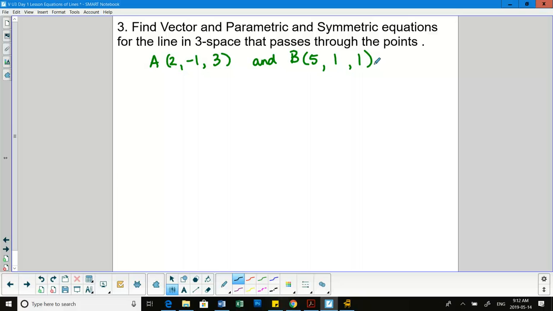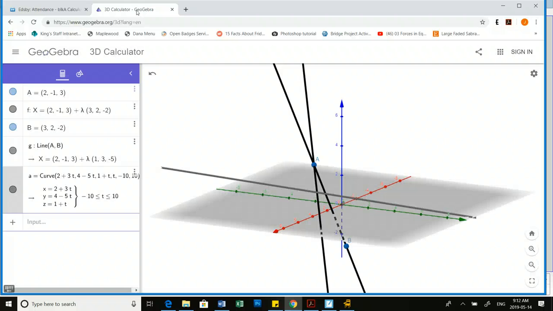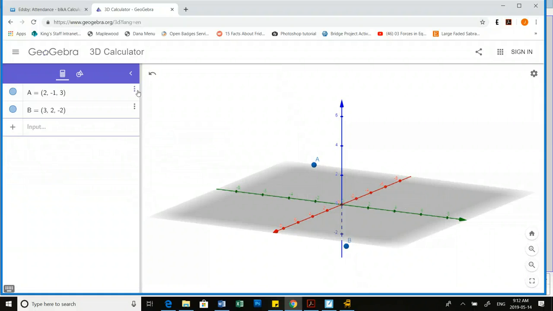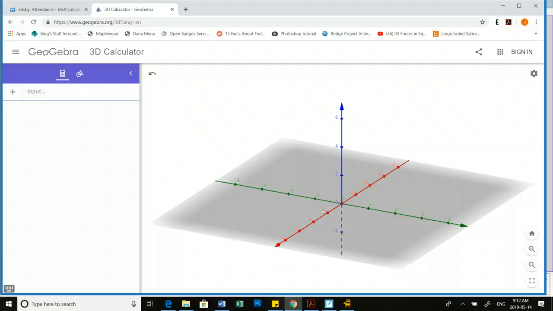Before we find this, I want to show you guys something I was playing around with. It's called GeoGebra, a 3D graphing software. I'll delete everything out so I can show you. If you Google GeoGebra 3D graphing software, you can move this around. The red is my x-axis, the green is my y-axis, and the blue is my z-axis. So I can graph these 2 points from our lesson.